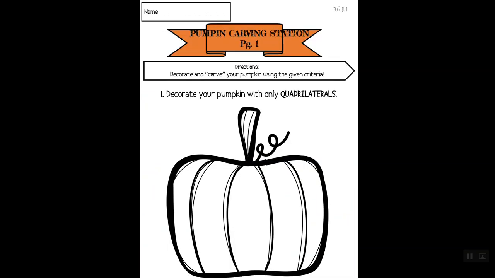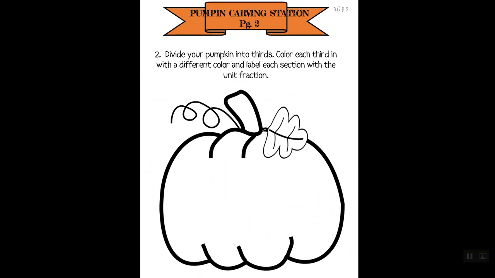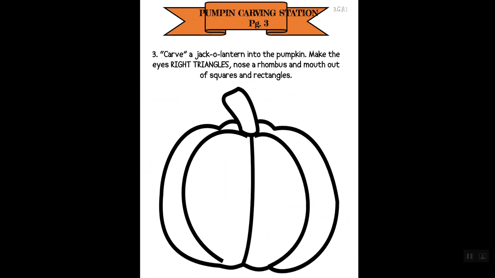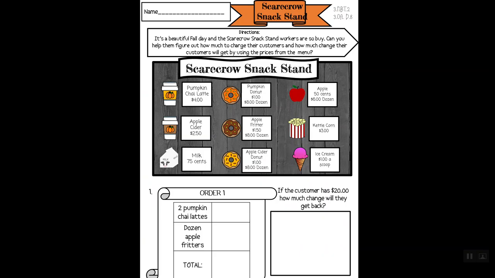Next one is the pumpkin carving station, and they're going to be decorating or carving their pumpkin based on the given kind of like instructions. So this one, decorate your pumpkin with only quadrilaterals. They can either draw the shapes or insert the shapes. Divide the pumpkin into thirds, color each third with a different color, and label each section with the unit fraction. And then carve your jack-o'-lantern using right triangles for the eyes, a rhombus for the nose, and mouth out of squares and rectangles. So again, we're just trying to practice those geometry concepts.